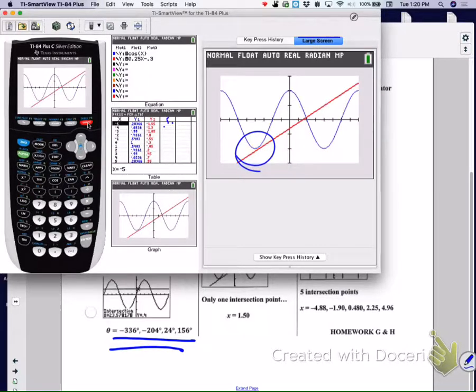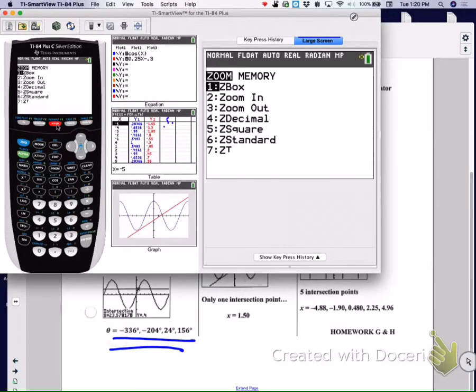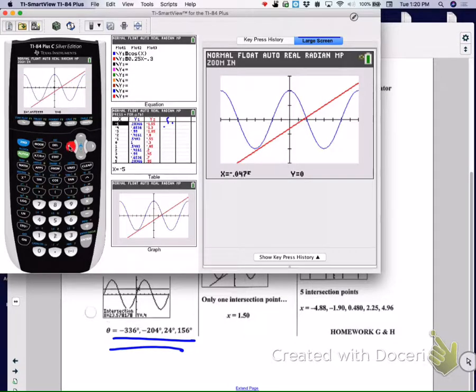If you're not for sure, though, what you can do is zoom in. So you go to zoom and go to zoom in and then actually move to that spot. Now, you can also do a zoom box. If you've never done that before, you can just say that I want to zoom over a certain area. Now when I get here, it's not actually going to zoom in until I hit enter.